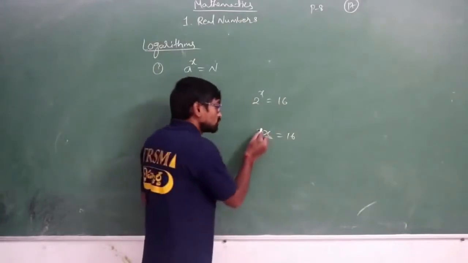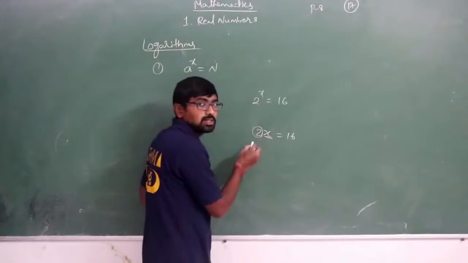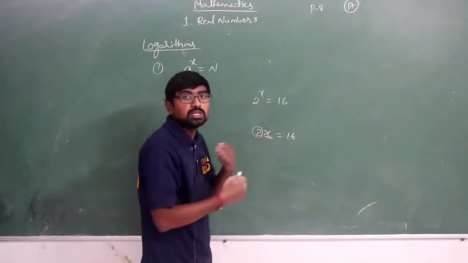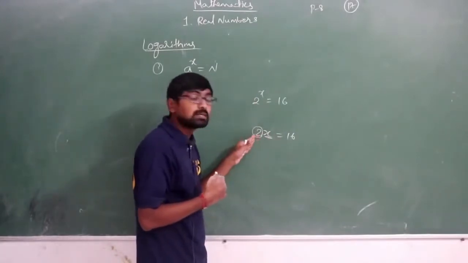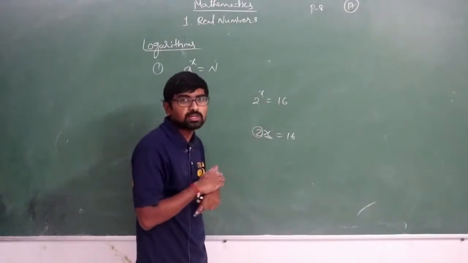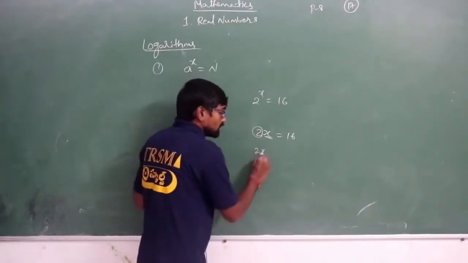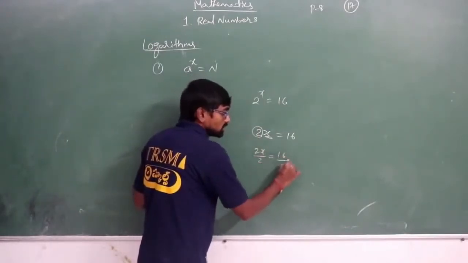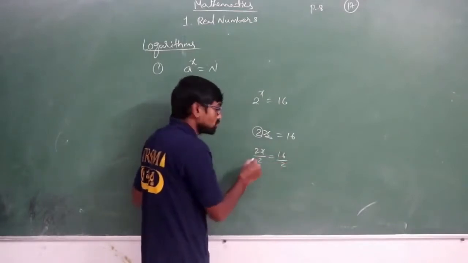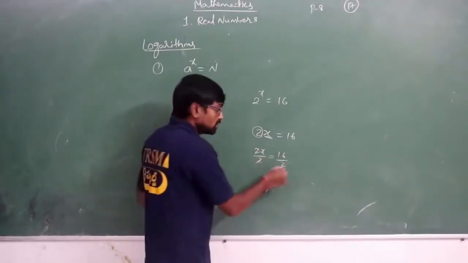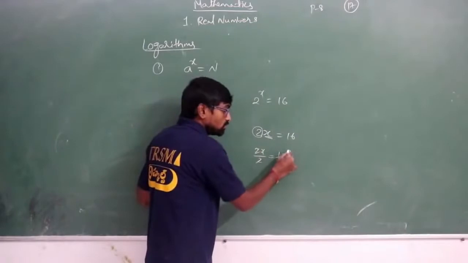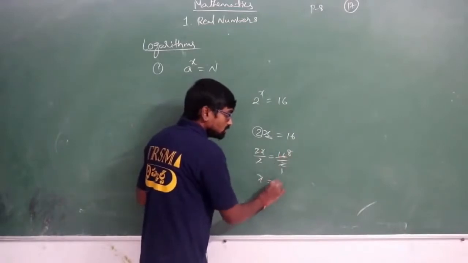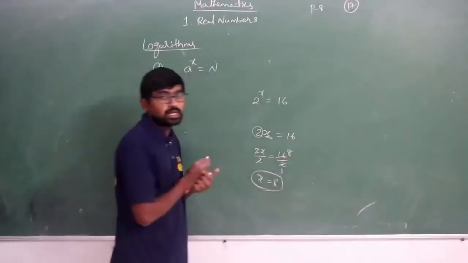How will we solve? 2 is multiplying x, so here we need to use the multiplicative inverse of 2, that is, divide by 2. So 2x divided by 2 is equal to 16 divided by 2. Dividing by 2 on both sides, 2 by 2 becomes 1. 2 eights are 16. So x is equal to 8.